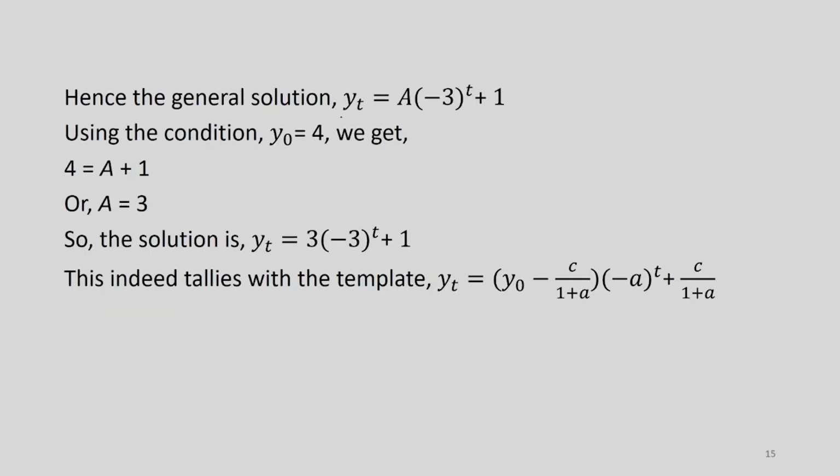Therefore, the general solution is this: yt is equal to the CF plus the PI, A multiplied by minus 3 to the power t plus 1, and I have to use the initial condition, which was y0 is equal to 4. That is, if you take t is equal to 0, then on the right hand side you are going to get A multiplied by 1, because minus 3 to the power 0 is 1, plus 1, that is A plus 1, and on the left hand side y0 is equal to 4.